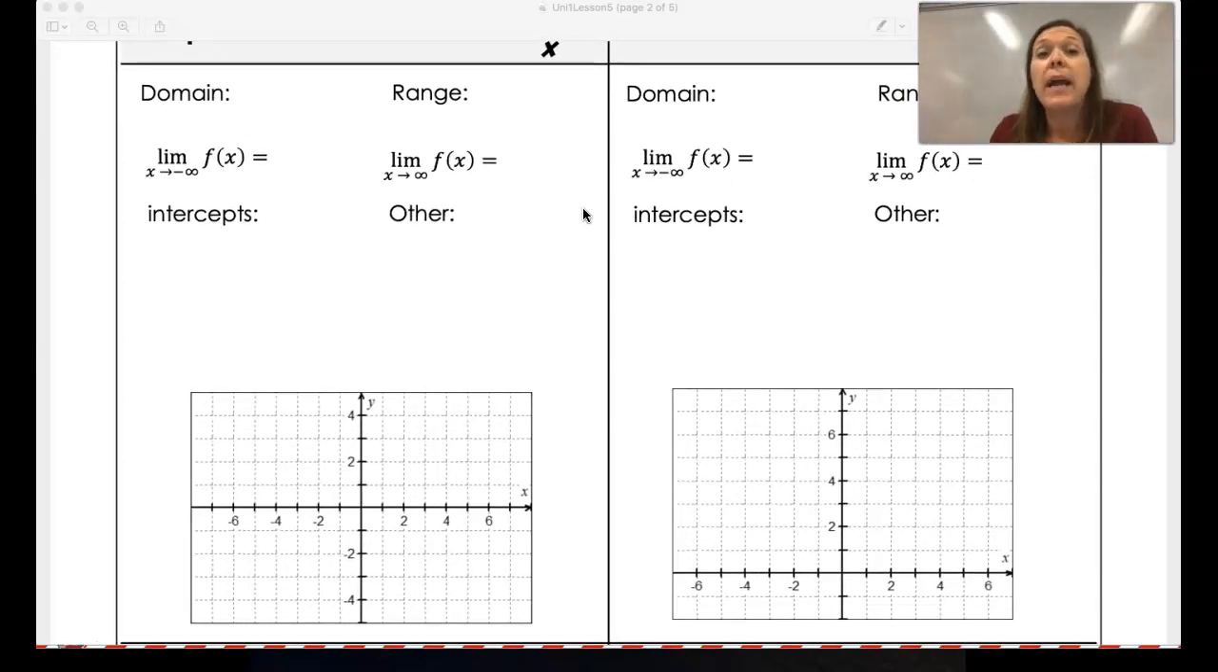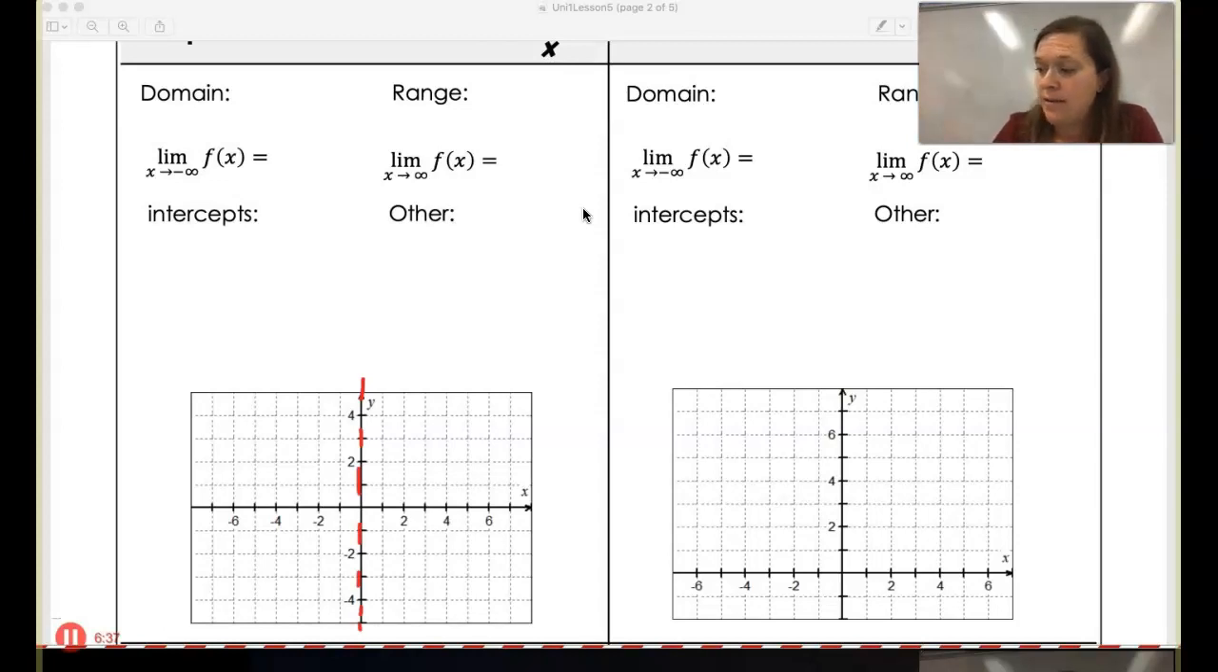Okay, so the parent graph of just 1 over x puts a vertical asymptote at 0, right? So let's make our vertical asymptote at 0, dot it through. At 1, 1 over 1 is 1. At negative 1, it'd be negative 1. And then it's going to be kind of like this. And then over here, same thing. All right, that looks pretty good.